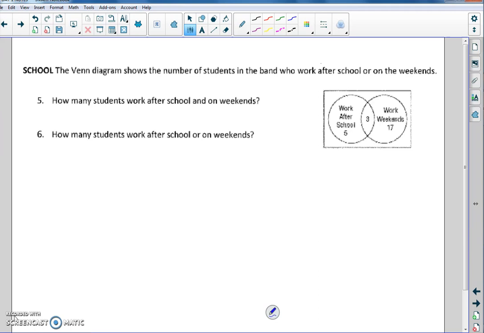So we know 3 is the overlapping section. How many students work just after school? 5. How many work weekends? And then how many will do both? So the answer to question 5, how many students work after school and on weekends, what would my answer be? Just 3. How many students work after school or on weekends? So either or. 22. Because I'm not including the section where it overlaps. So I'm looking at, they either do this or they do that, but they don't do both.